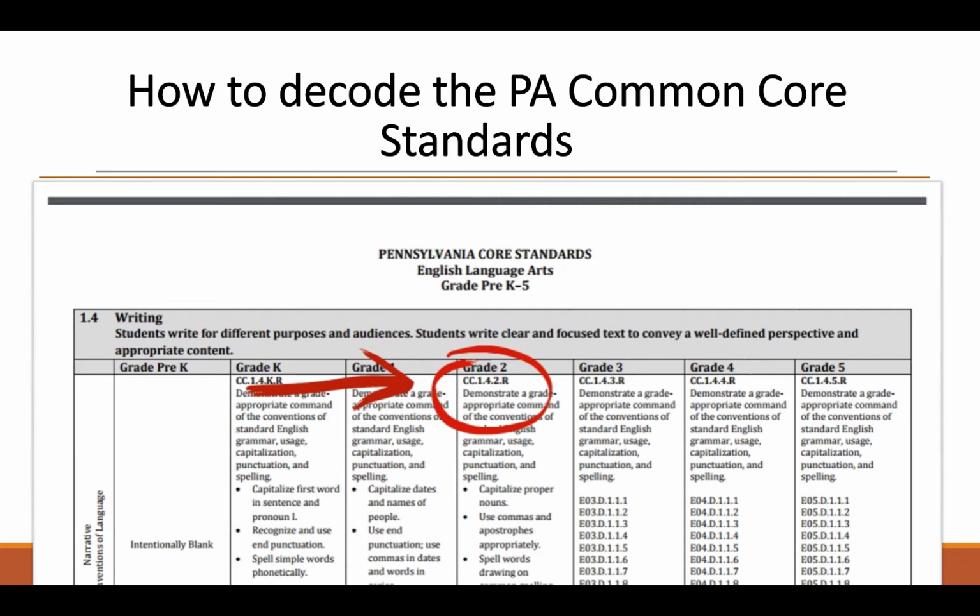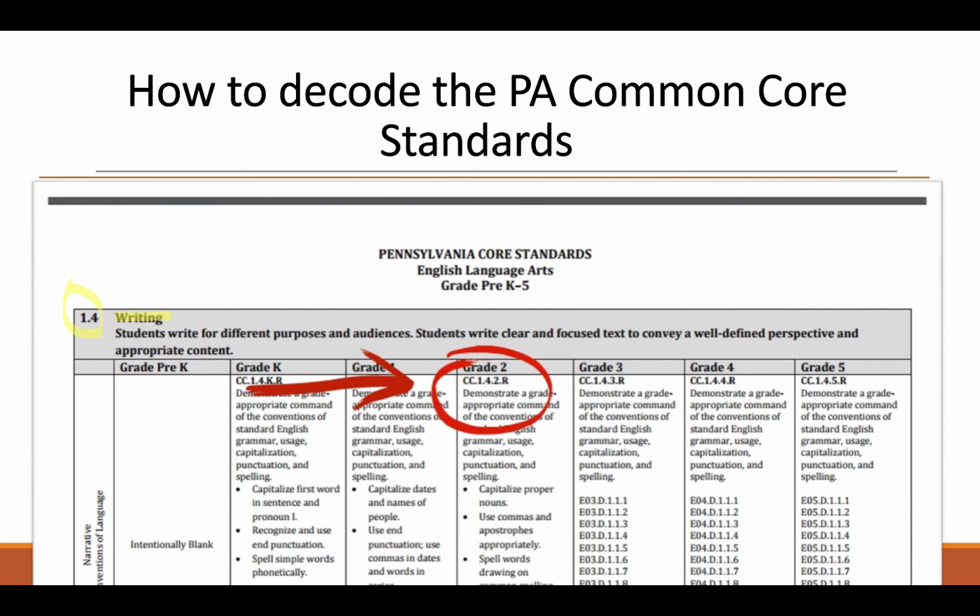In the left corner of the standards, you'll see 1.4. 1 means English language arts. The 4 in this case shows writing. Any standard that has to do with writing in English language arts will have a 1.4 to start. If you're doing reading or speaking or listening, you'll have a different digit where the 4 is.